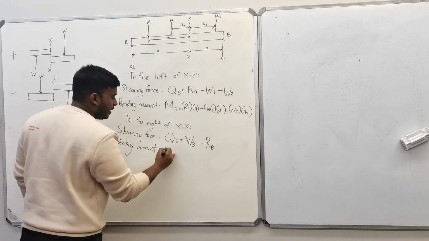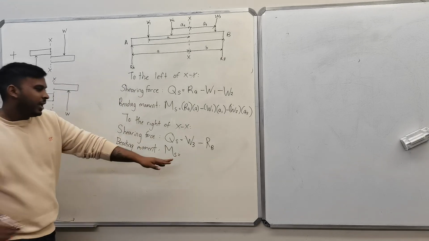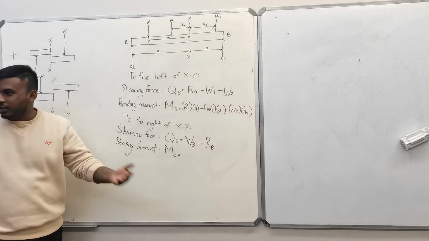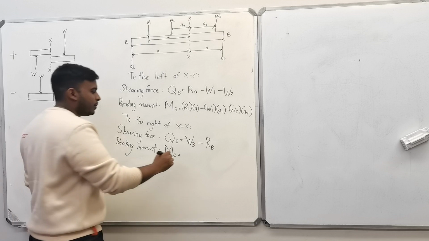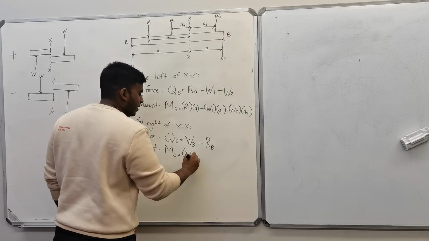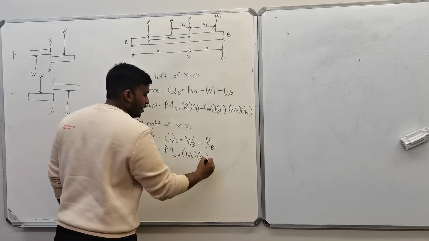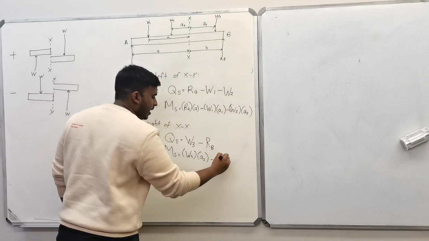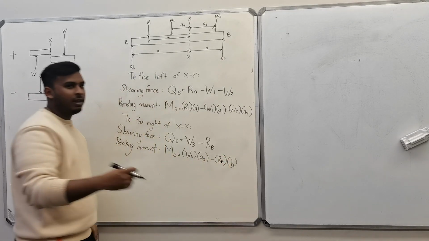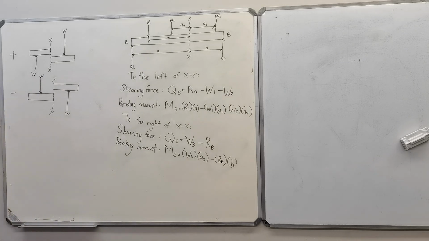Okay, bending moment. It will be exactly like this, but with the addition of distances. So this will be W3 times A3 minus RB times B. And that will give you the bending moment on your right hand side. So are we okay with that? On this one, the right hand side will obviously be heavier, you have more. On your left hand side, your bending moment will be higher than on the right hand side.